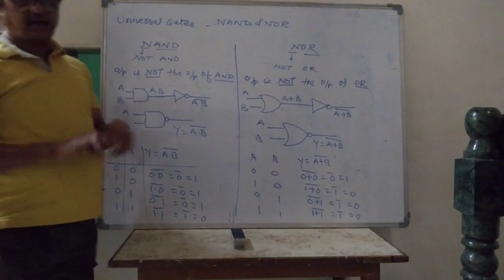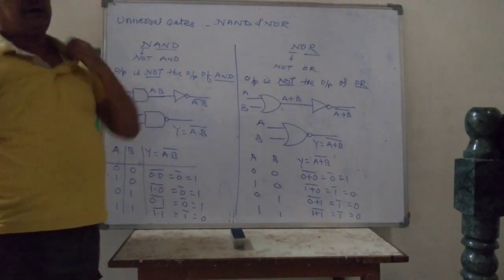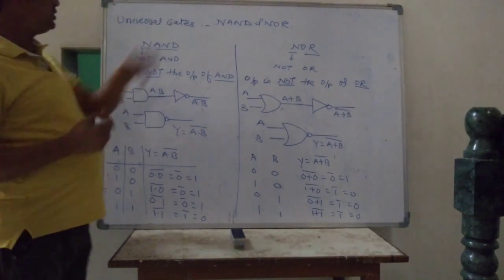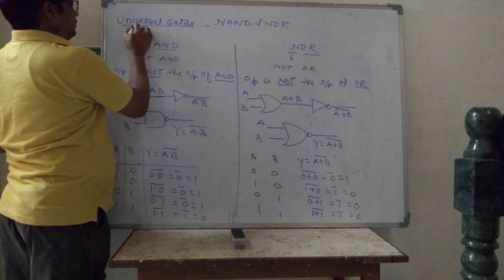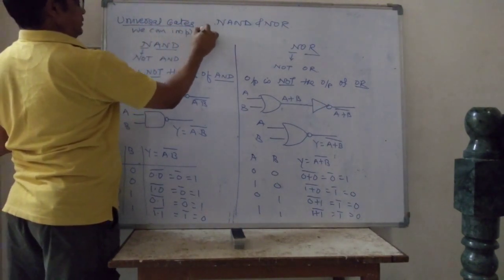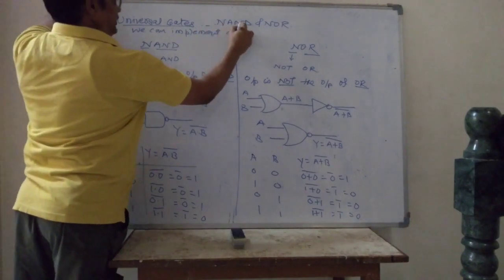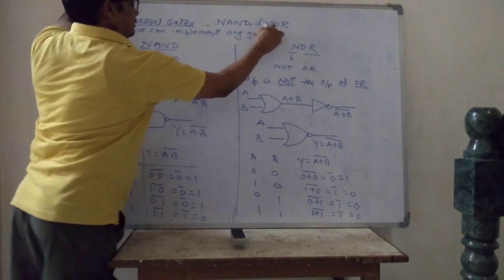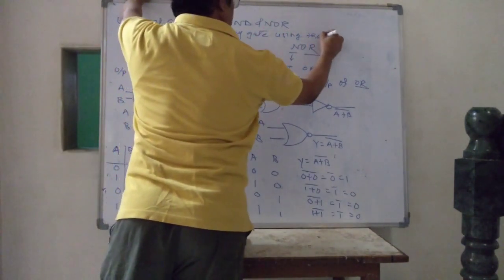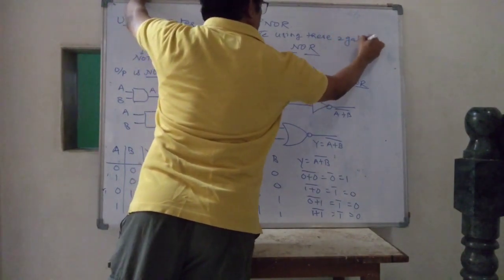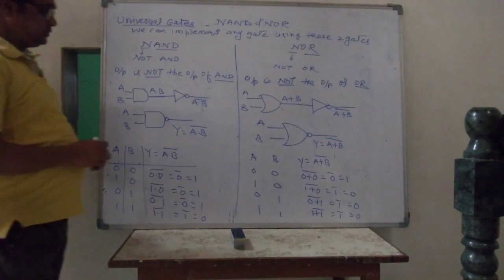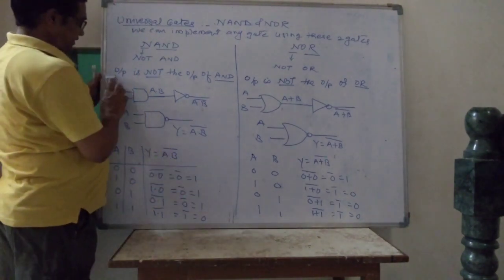So these two gates, NAND gate and NOR gate, are known as basic gates, because any other gate can be implemented using these two gates. We can implement any gate using these two gates. Hence, these two gates are known as universal gates. Right? Now, the last gate.